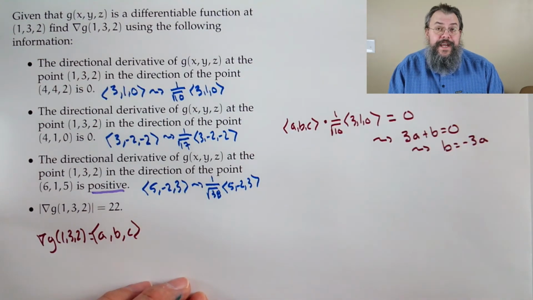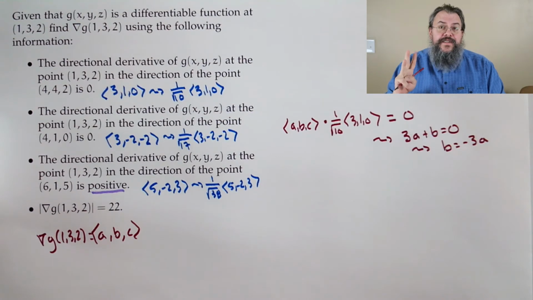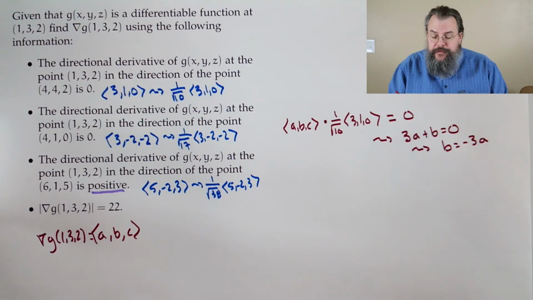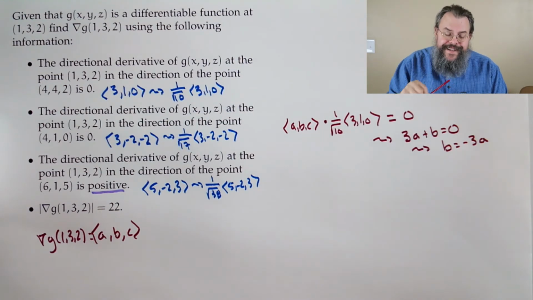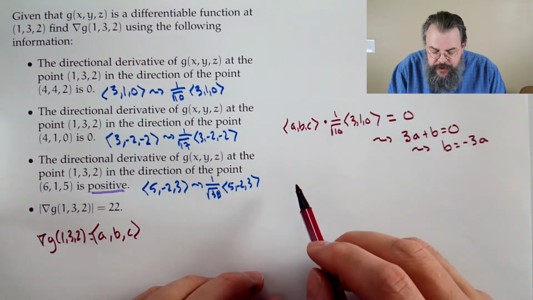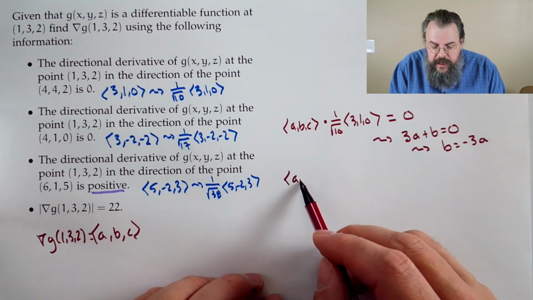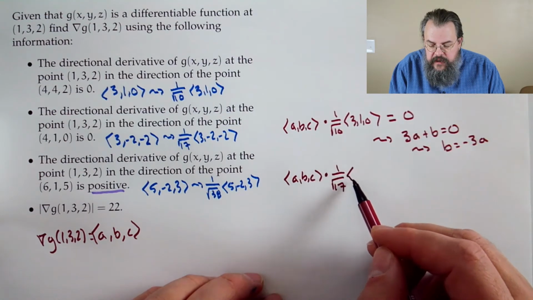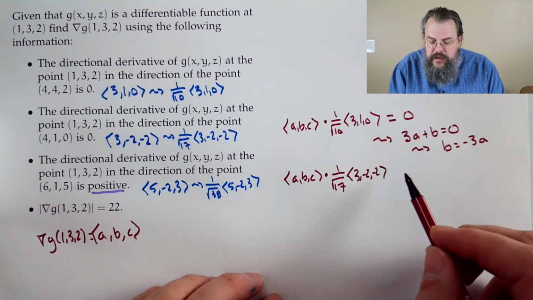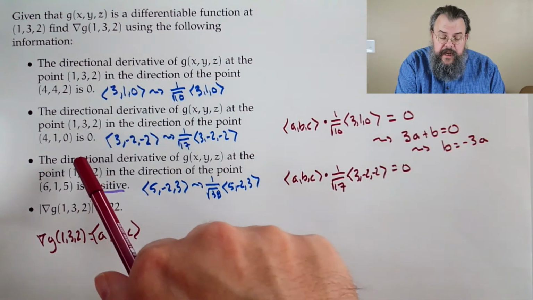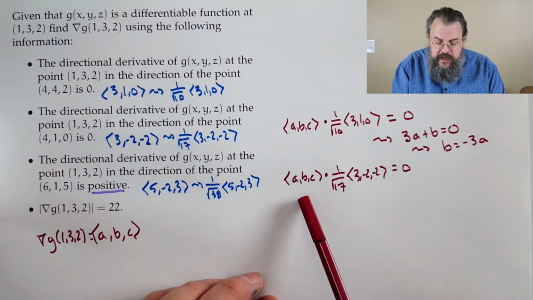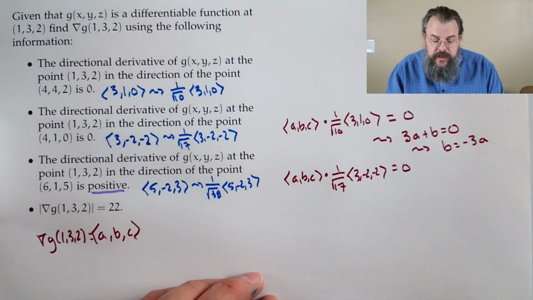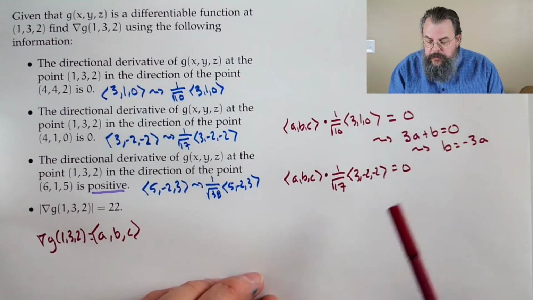Well, that's good. Instead of having to find a, b, and c, now we just have to find a and c, because once we have those, we get b as a freebie. Okay, let's go back. Part 2, bullet point 2. Again, translation: (a, b, c) dot 1 over square root of 17 times (3, -2, -2) equals 0, because our directional derivative at the point (1, 3, 2), which is found by taking the gradient dot this direction, because I want to go towards the point (4, 1, 0), is 0. So that's where the equal 0 comes from.